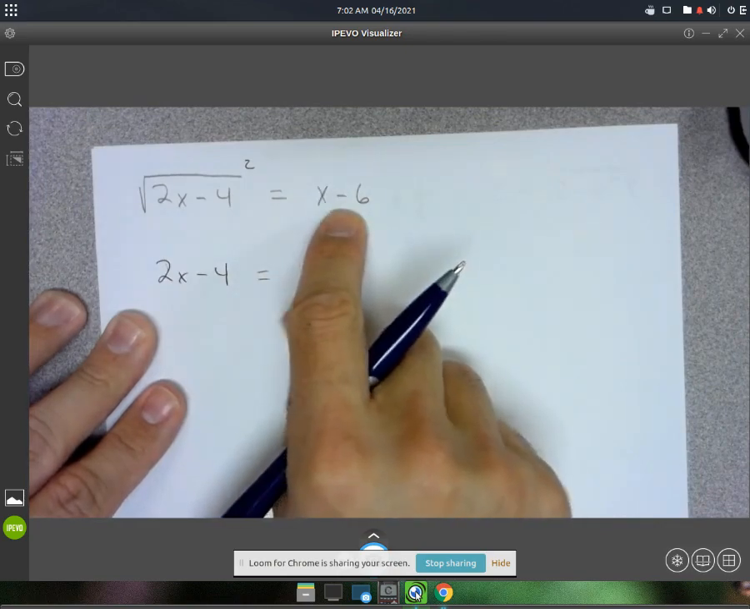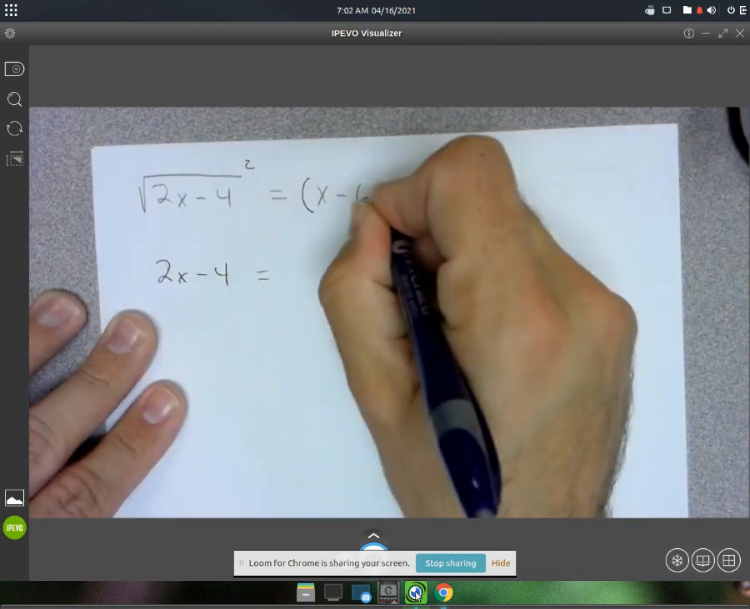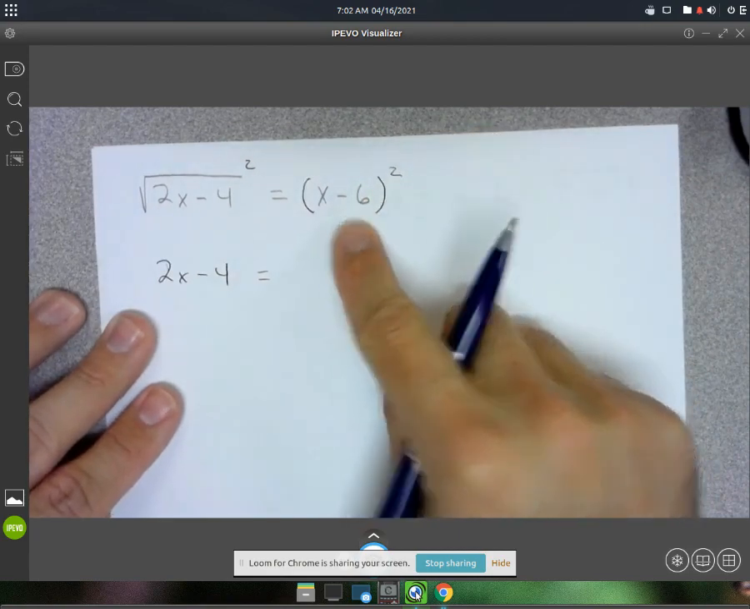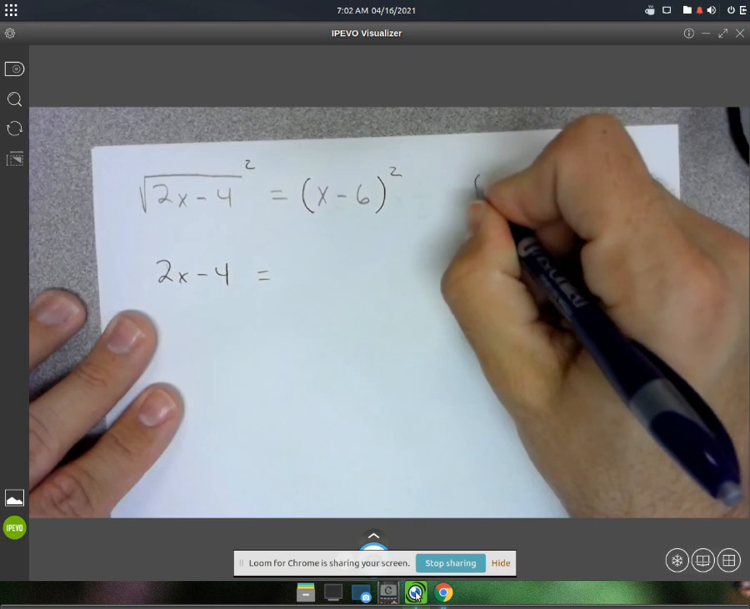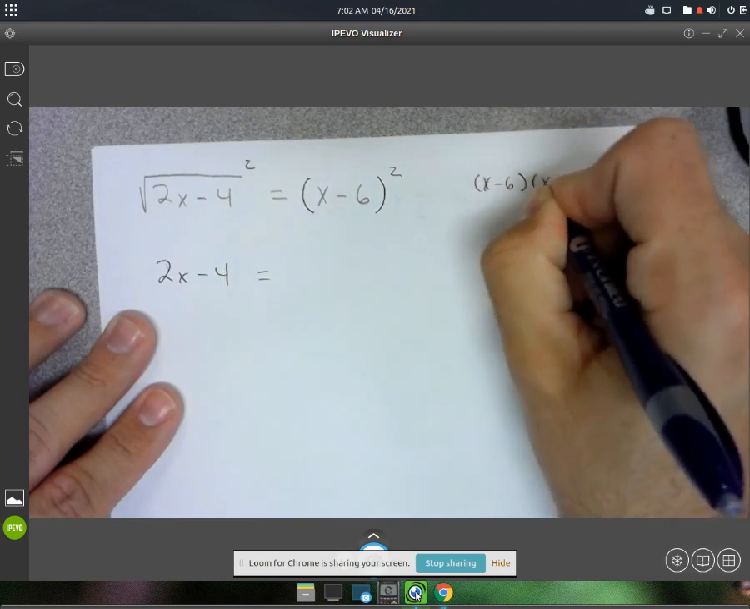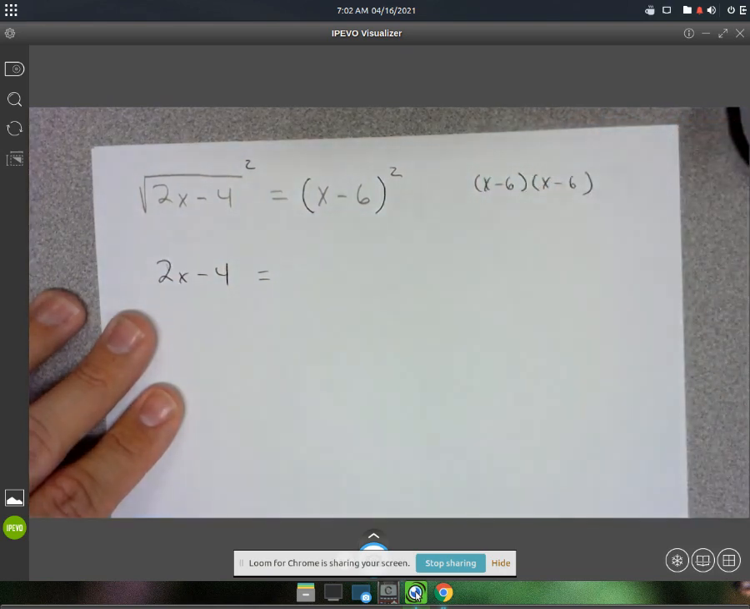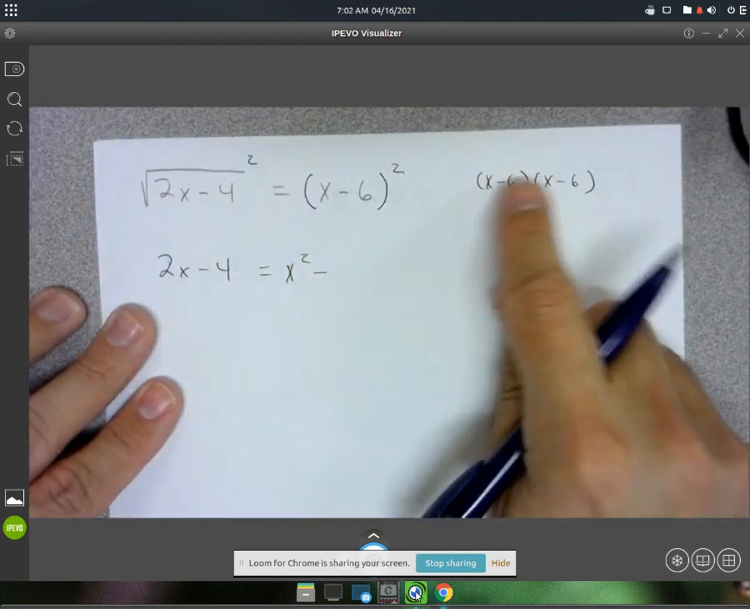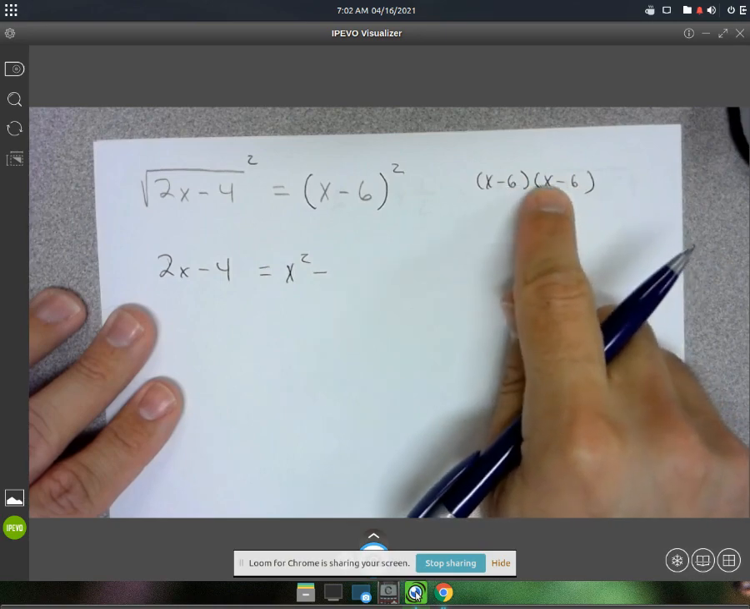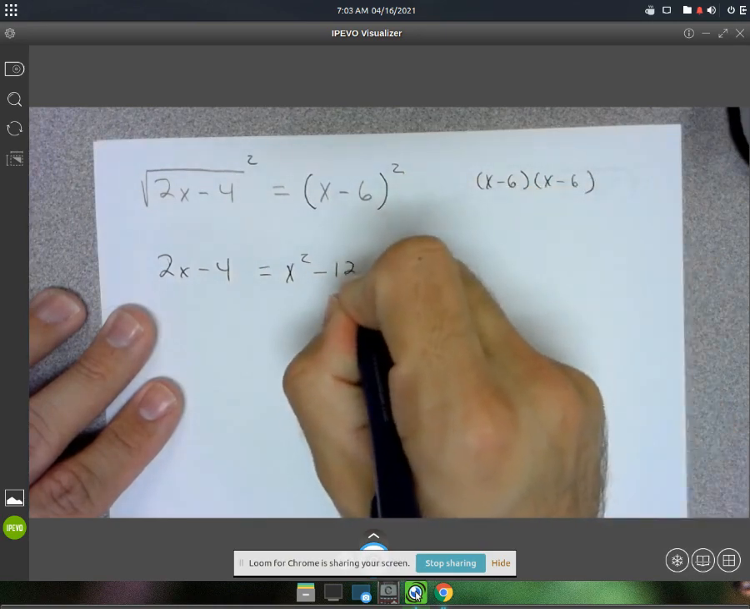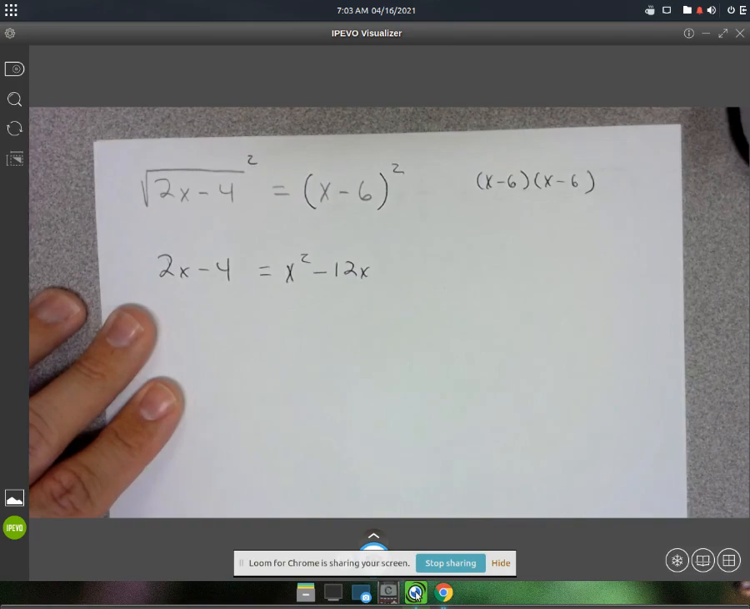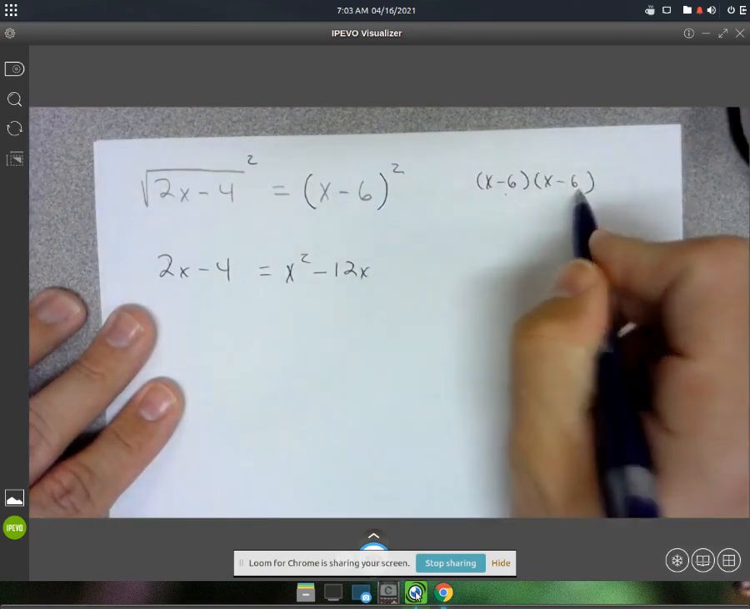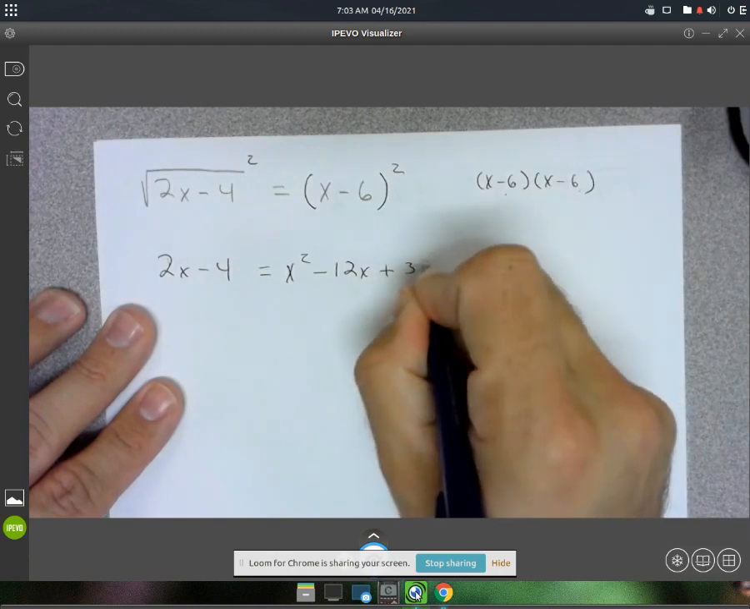When you square this side, to remind everyone, you actually have to multiply x minus 6 by itself. So you've got to do x minus 6 times another x minus 6, like that. So this will be x squared, minus 6x, and then minus another 6x. So that's going to be minus 12x, because you wind up with two negative 6x's there. And then negative 6 times negative 6 will be positive 36.